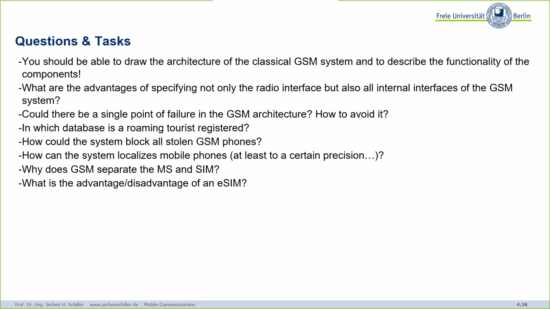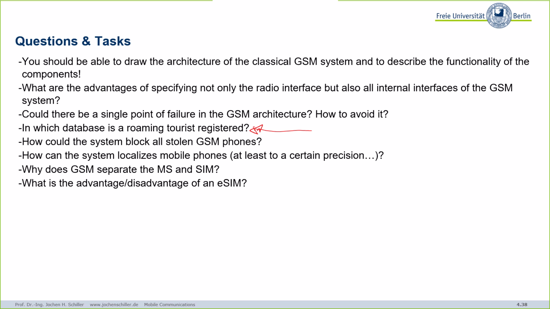Okay, back to a simple question. When you roam, where are you registered? You are a roaming tourist, an Australian in Berlin, or someone from the US in Stuttgart. So in which databases is this roaming registered? VLR is one answer, HLR and VLR is another answer.